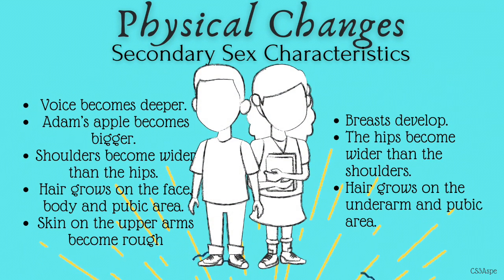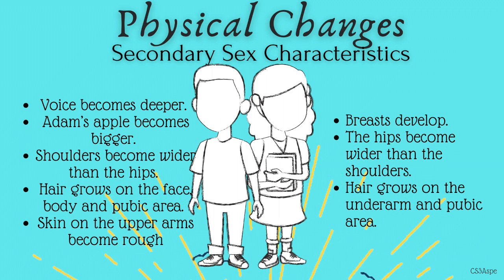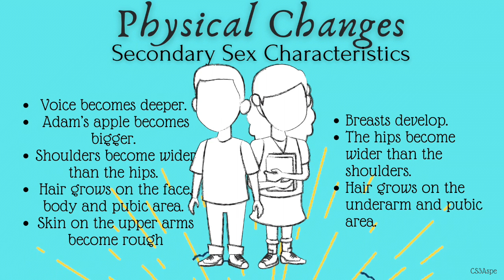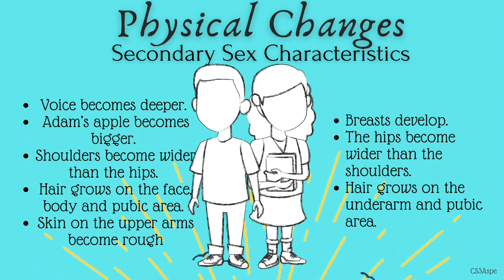Secondary sex characteristics are changes not directly related to sexual reproduction. Boys: the voice becomes deeper, the Adam's apple becomes bigger. The shoulders become wider than the hips. Hair grows on the face, body, and pubic area. The skin on the underarms becomes rough. For the girls, breasts develop. The hips become wider than the shoulders. Hair grows on the underarm and pubic area.